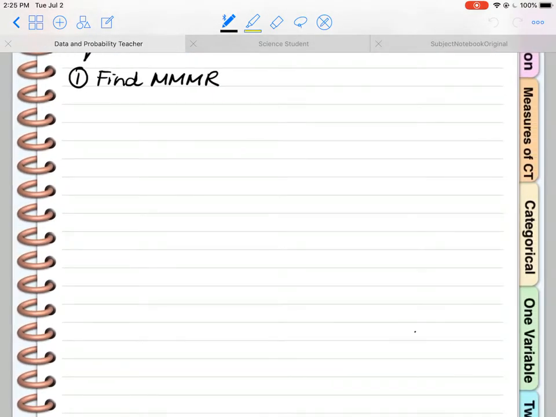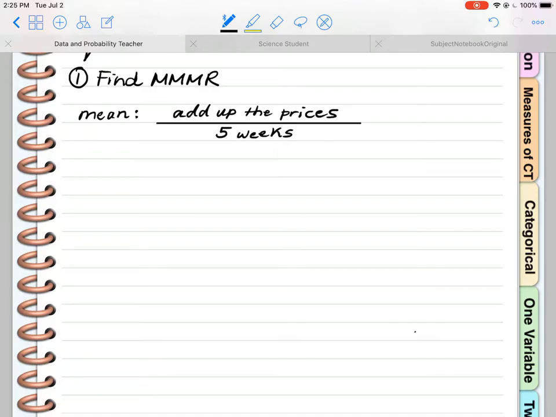The first thing I want to find is mean, and this is good review. We haven't done this in a little while, so the first thing I want to do is draw my top line for mean. I need to add up the prices for the 5 weeks, and then we're going to divide by the 5 weeks. Looking back at your graph on the previous page, I'm not going to flip back there. I'm just going to add up my prices using my calculator.